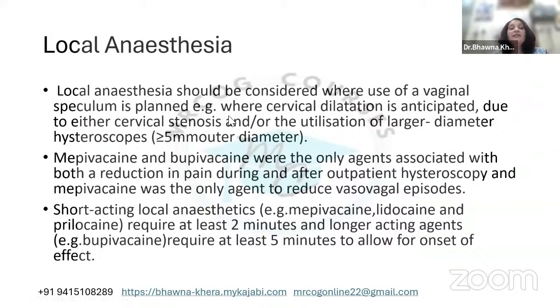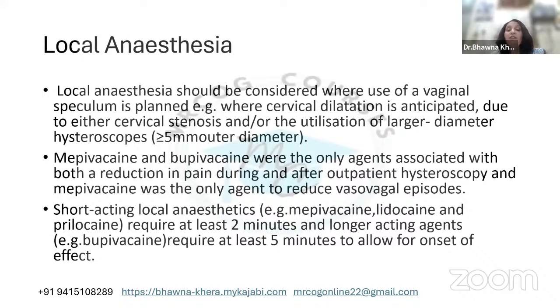Now, what about local anesthesia? Local anesthesia is considered where use of the vaginal speculum is planned, that is where we need to catch hold of the cervix, and where cervical dilatation is anticipated due to either cervical stenosis or utilization of a large diameter hysteroscope.